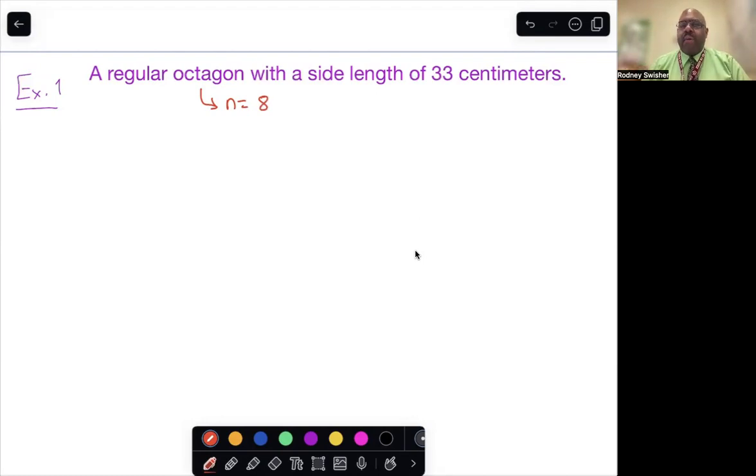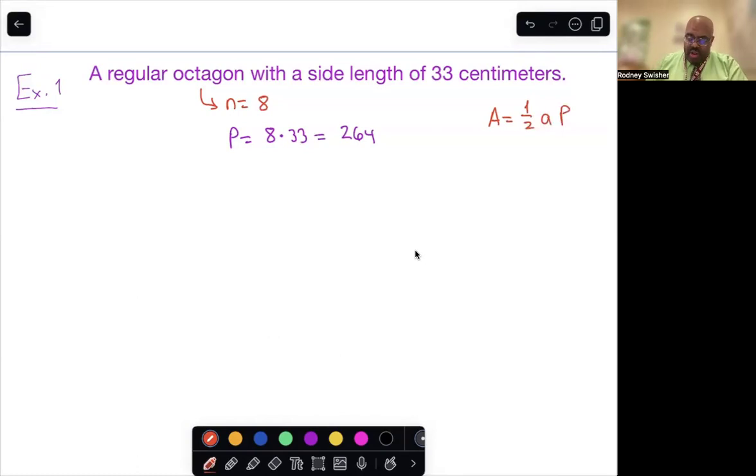Remember that in any regular polygon, each side and each angle inside are all the same. So we can go ahead and find the perimeter. To find the perimeter, we do the number of sides, which is 8, times 33. I'm going to get 264. So right now we know that the perimeter is 264 units. Remember that we eventually need the formula for the area, which is 1/2 A times P.